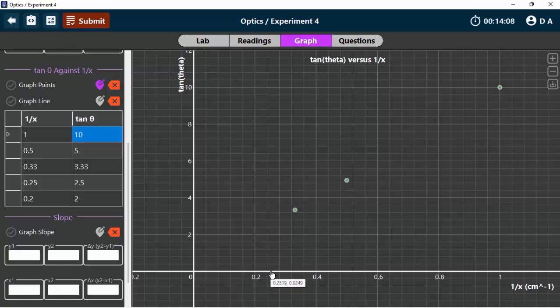Then 0.25 should be very close to that. So somewhere here. Then this is 2.5. So 2.5 should be very close to this point. So this is 2.5 here. So the next is to get the last one done, which is 0.2 and 2. So this is 0.2 and this is 2, just right here.